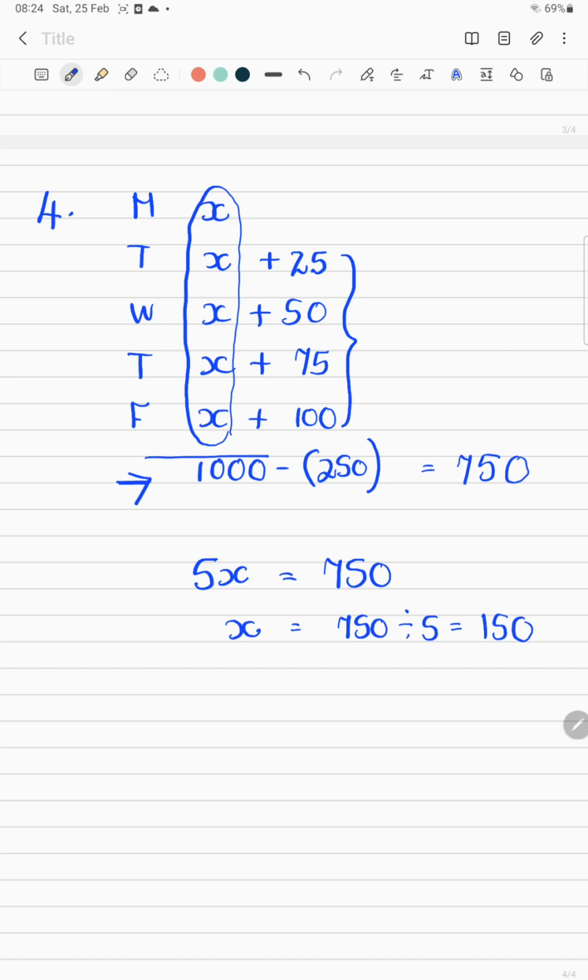Okay, to explain this, on Monday then 150, on Tuesday 150 plus 25, etc. So let's see if it adds up to 1,000. So if they lay 150 on Monday, on Tuesday 150 plus 25, that's 175. On Wednesday 175 plus 25, that equals 200. On Thursday 200 plus 25, that equals 225. And on Friday 25 more, which equals 250, we should get a total of 1,000 if we work correctly.